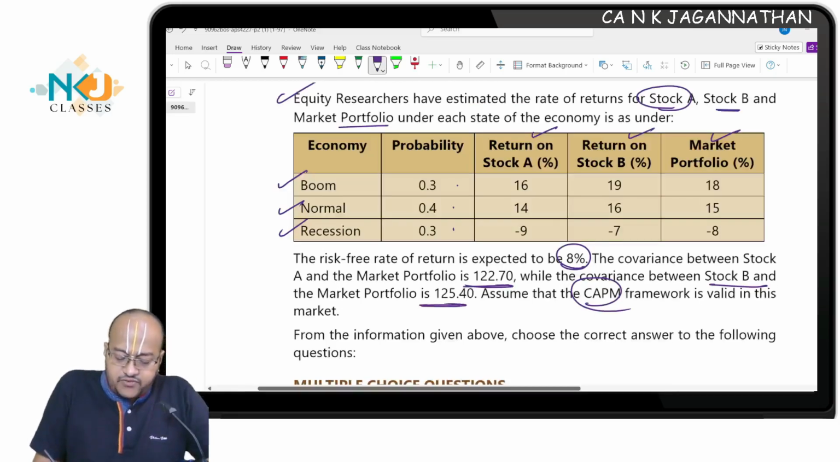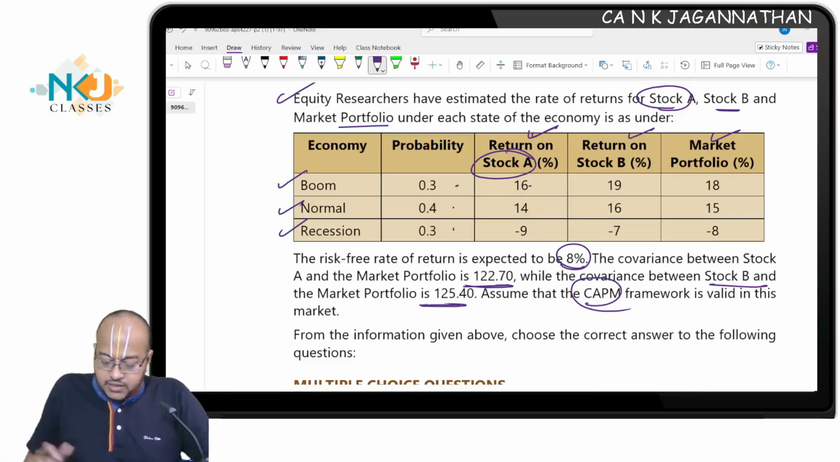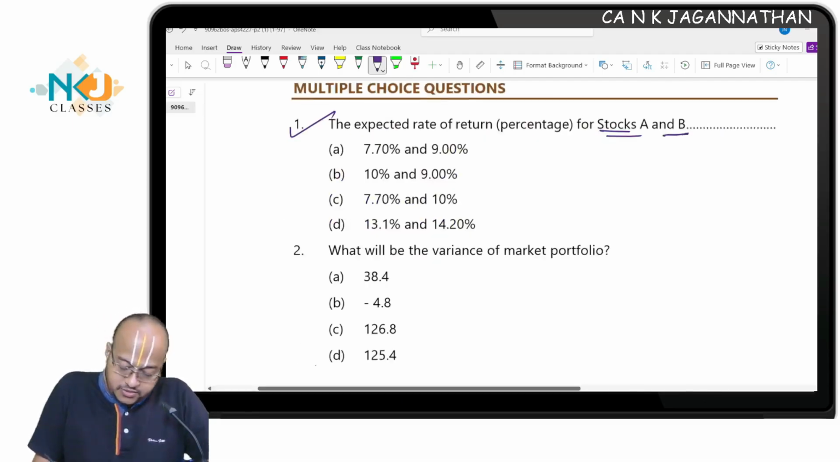Now see, the expected rate of return for stock A and stock B is the weighted average return of this stock. You have to do a probability weighted average return because the probability is given. For example, for stock A, what you should do? 16 into 0.3 plus 14 into 0.4, minus 9 into 0.3, because this is a negative return. This you'll get 7.7% for stock A.